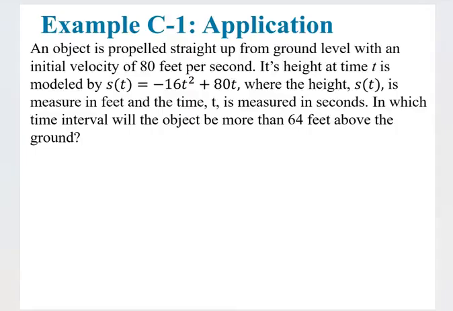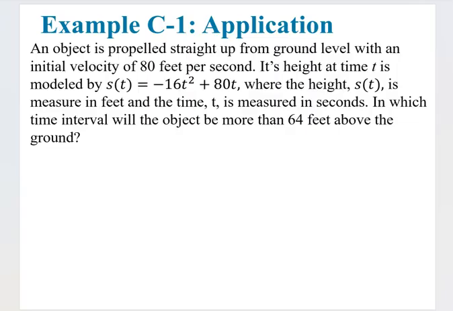So we have a projectile that is being propelled straight up from ground level with an initial velocity of 80 feet per second. So I filled in the V sub 0 as 80 and the S sub 0 as 0 because it is on the ground. So its height at time t is modeled by this S of t function, which is negative 16t squared plus 80t. Again, the height is measured in feet and the time is measured in seconds.